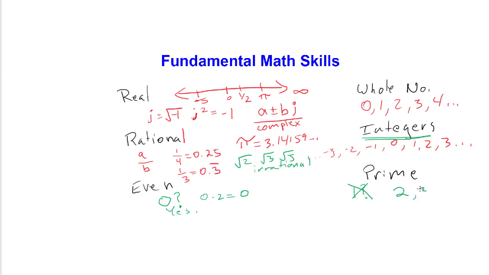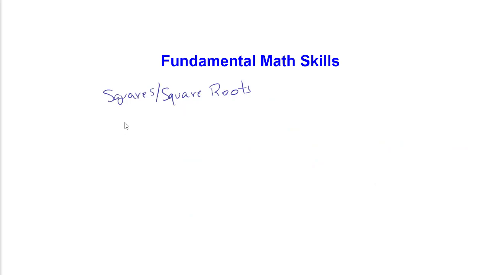All other primes are odd. 3, 5, 7, 11, and I can go on and on and on. By the way, you should get to know your primes pretty well up to 50. Recognize things like the largest 2-digit prime is 97, largest 3-digit prime is 997. This familiarity with the numbers will help you, maybe, on the exam. Okay, so that's my quick wrap-up of number types. Let's move on. Let's talk squares and square roots.